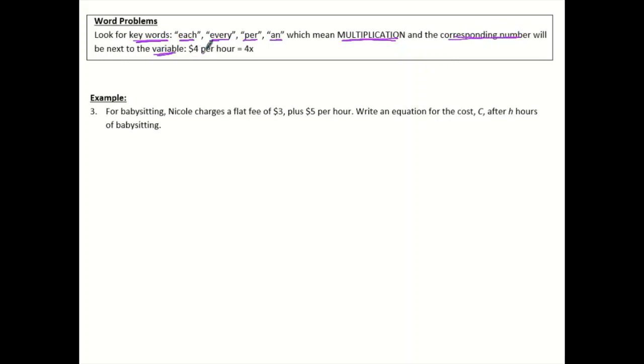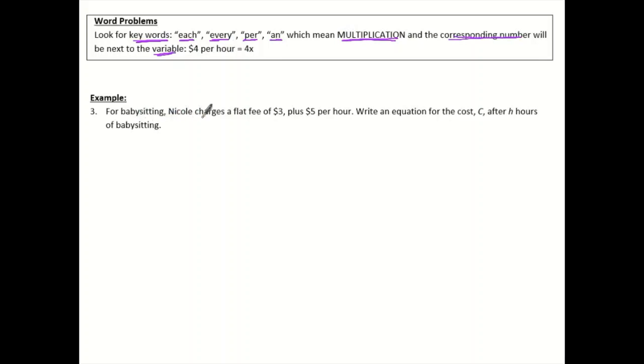So if you see something that says $4 per hour, that would translate to being 4 times x, or 4x, because we're earning $4 for every hour, okay? So we're multiplying 4 times the hours. So let's take a look at an example.